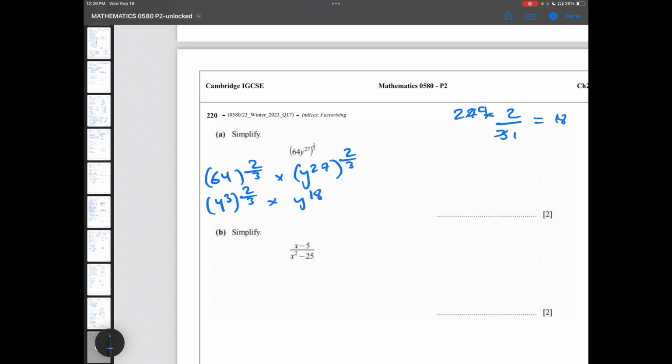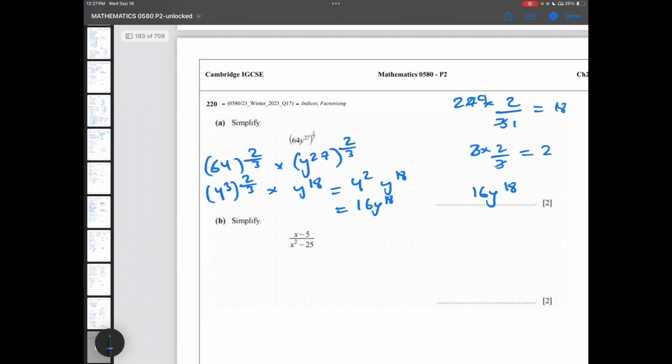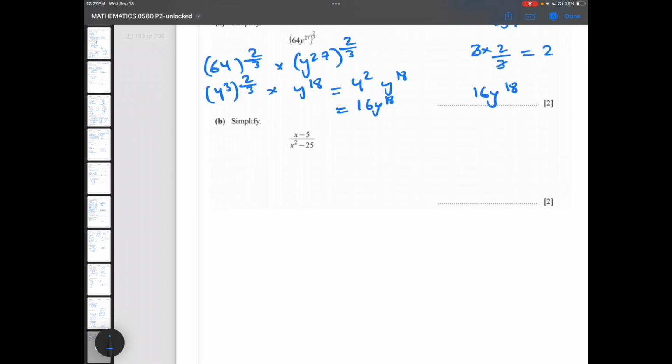Now in 4 cube, we have power 2 upon 3. So again, power on power, we will multiply the powers. So this 3 gets cancelled with 3, it becomes 2. So we are left with 4 square and y to the power 18. And 4 square is 16, y to the power 18. This is our answer.